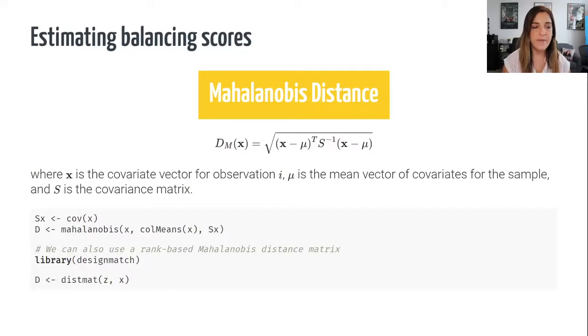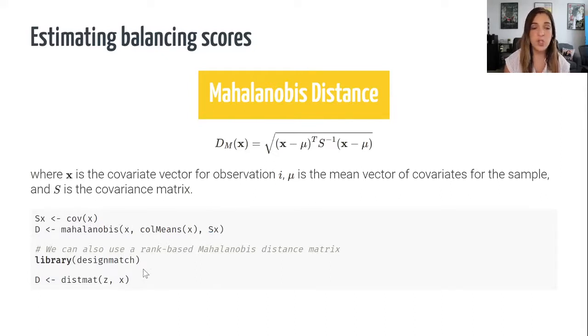How do we do this? It's very easy. For instance, you can use the mahalanobis function in R. You don't need any additional packages. What you need to give it is a vector or a matrix of covariates, the mean vector of characteristics, in this case the column mean, or the column average, of the matrix of covariates X, which would be mu. And then also the covariance matrix S, which in this case you can get very easily with the cov function.